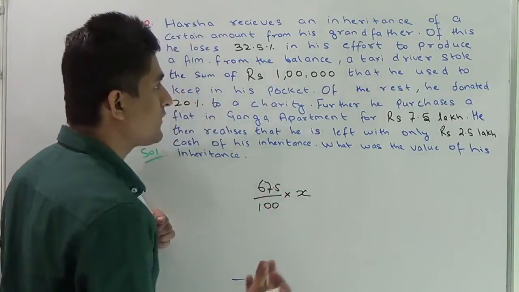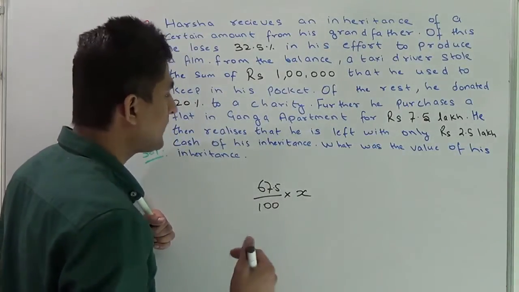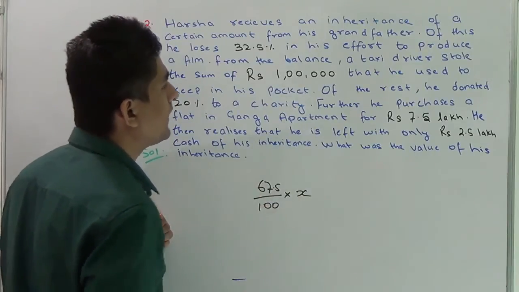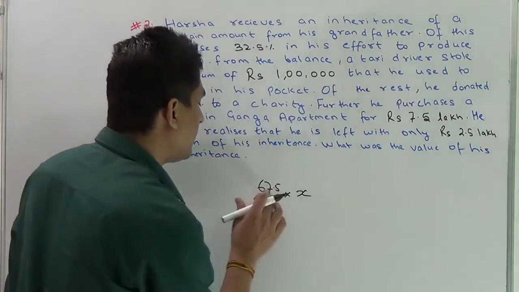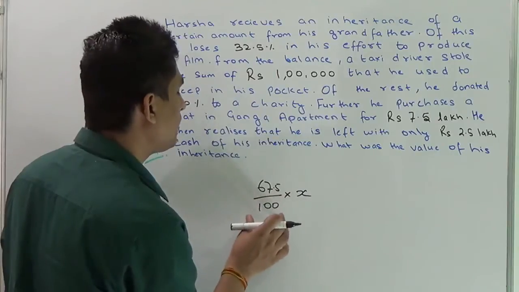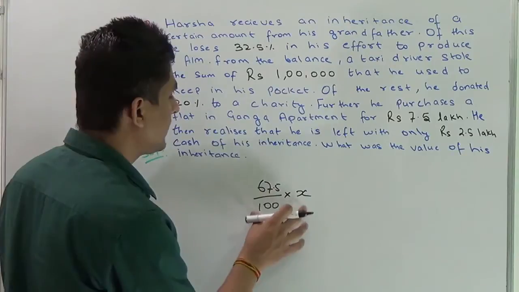I am solving this question with the successive method, which we learned in the previous lecture. The successive method is very easy and gives a single line equation to solve a question. So I am framing this question as a single line equation. Here the amount left after losing in a film is 67.5 by 100 into X. This is the amount he is left with after losing in a film.